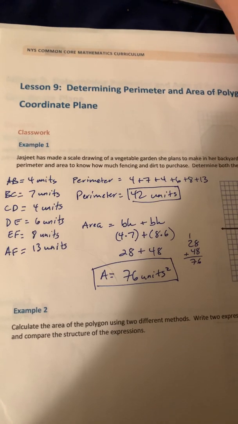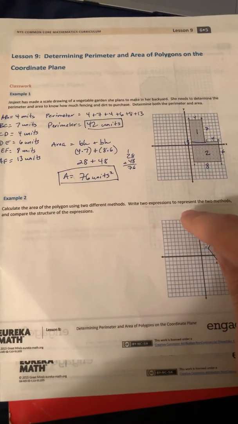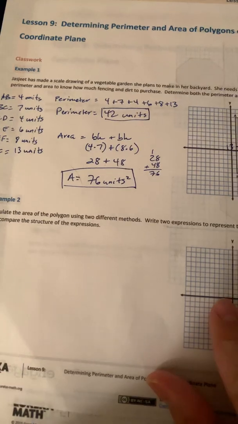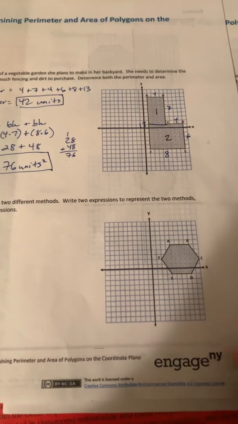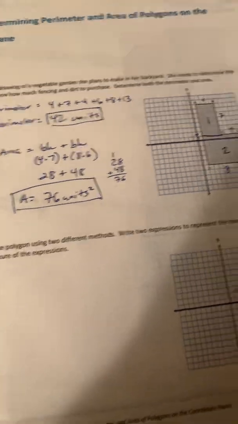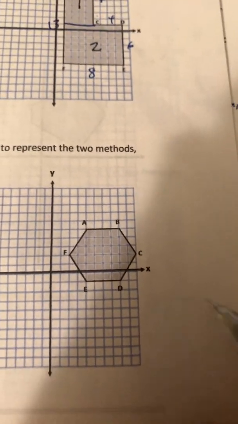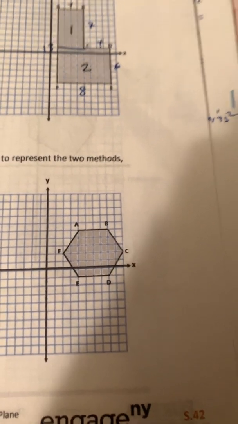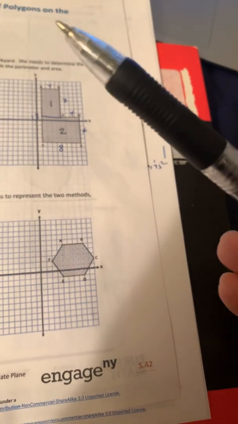So we're going onto this one. Okay. And again, it says calculate the area of the polygon using 2 different methods. Write 2 expressions to represent 2 methods and compare the structure of the expression. So I'm gonna go into this one. Okay, and I need my space here. And I'm gonna show you one method here. Okay, how to decompose this one. And trying to get this in a best angle. So I have to look at this and I want to think in a creative way. I myself wouldn't recommend you guys using pens. I would recommend using a pencil if you make a mistake.